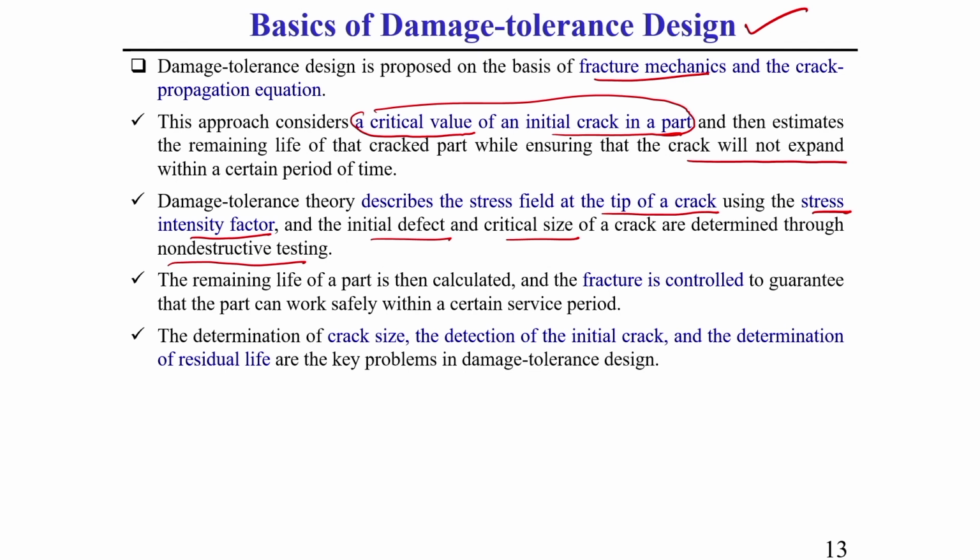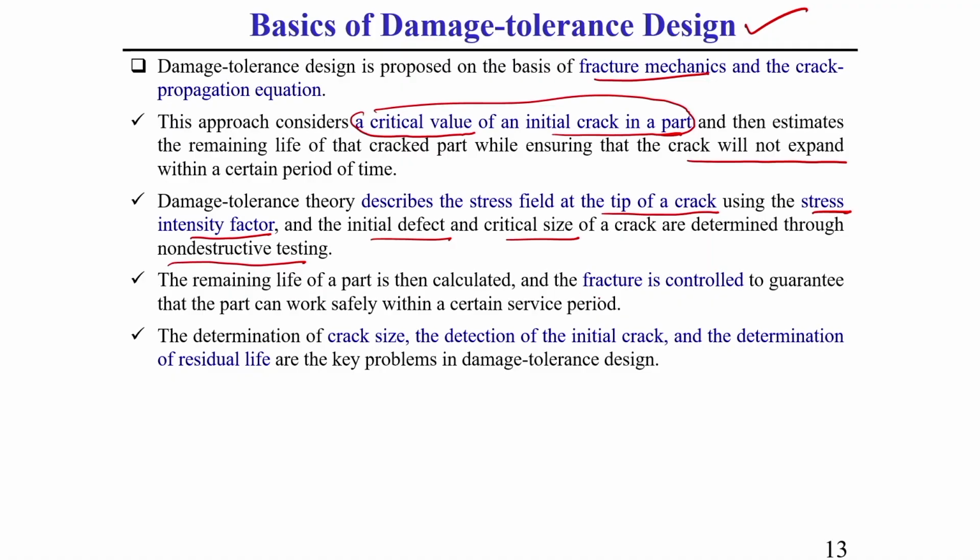After that, the critical size of the initial crack in a part we need to observe, and we need to control it not to expand. Based on this we need to estimate the fatigue life of that structure. That means the damage will not expand or propagate, you should keep this in mind. So the remaining life of a part is calculated, and the fracture is controlled, which guarantees the part can work safely within a certain service period.